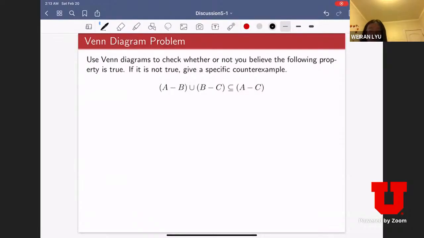All right, so the next one is another Venn diagram problem. We want to check if the following property is true. So we first draw the Venn diagrams for both sides, and then if it's not true, just give a counterexample.